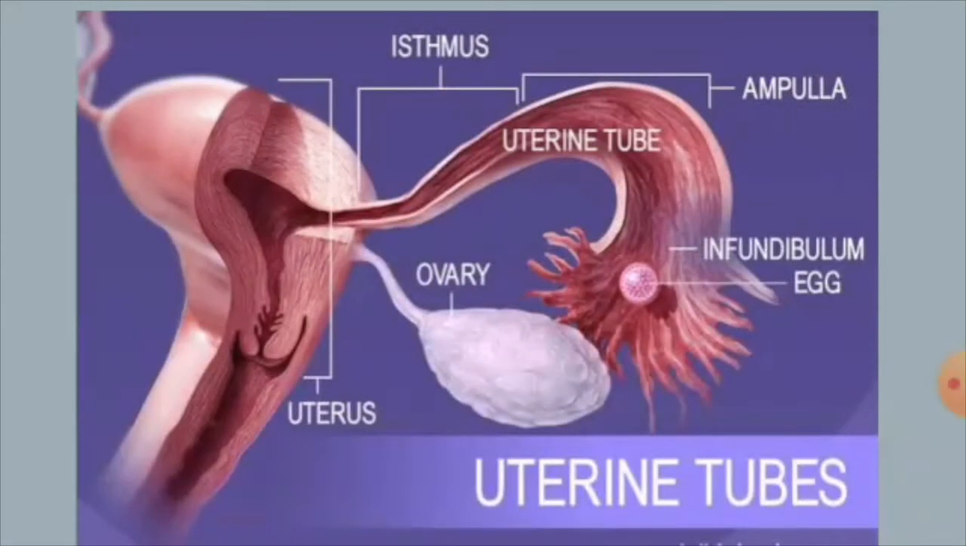Here is the image showing the structure of the uterine tube, or we can say the fallopian tube or oviduct. These finger-like projections of the fallopian tube are known as fimbriae. Then this funnel-shaped part is known as infundibulum. The wider part of the fallopian tube in the middle is known as ampulla, and the narrow part towards the uterus is known as isthmus.